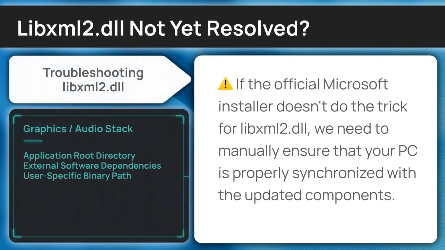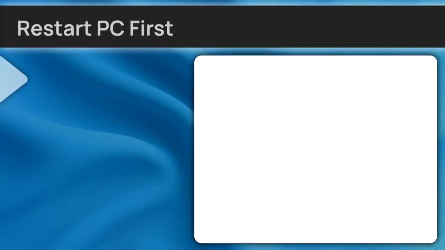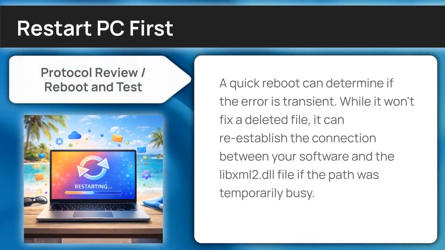When a fresh installer fails to clear the error, it typically points toward a deeper conflict within the Windows execution layer. Performing a restart can determine if the error is just a transient environment glitch. A reboot refreshes your system's path variables and can sometimes reestablish a broken link to the libxml2 file.